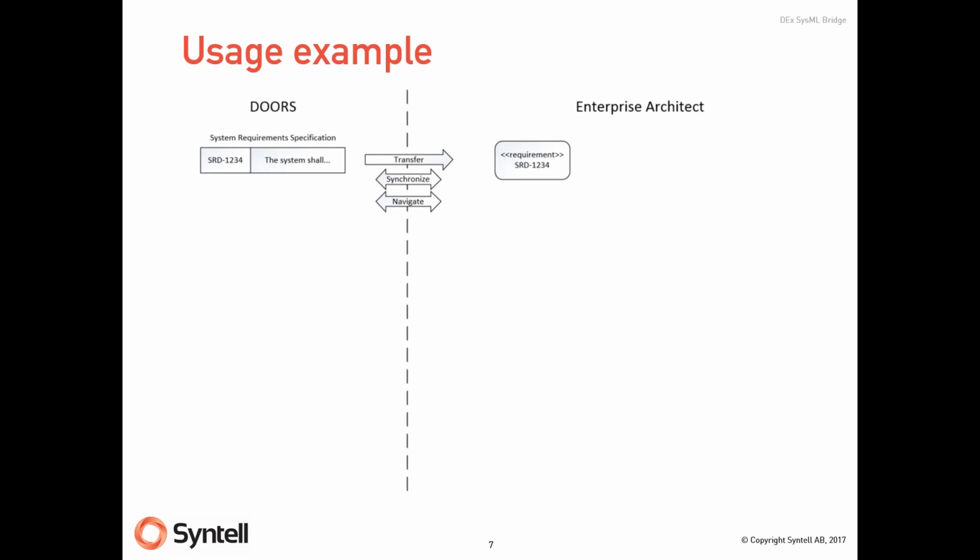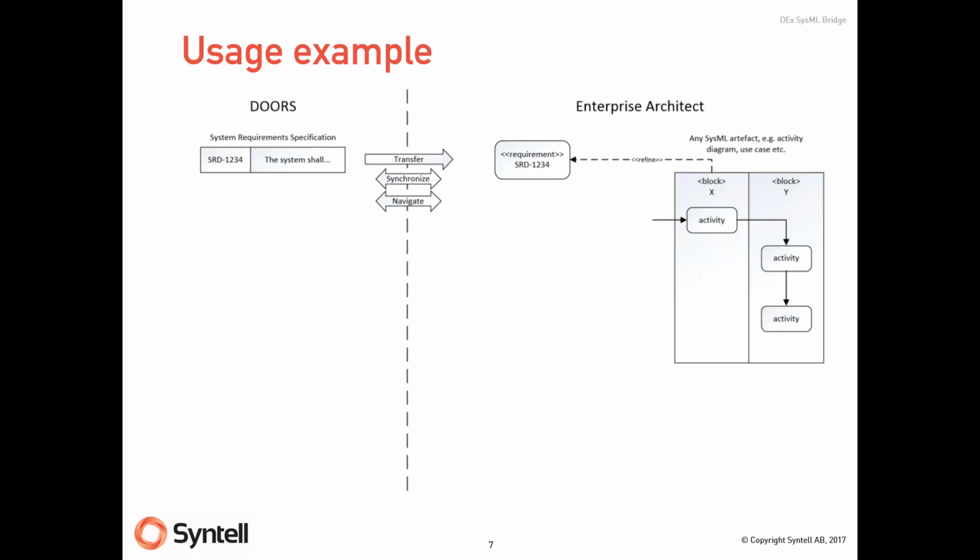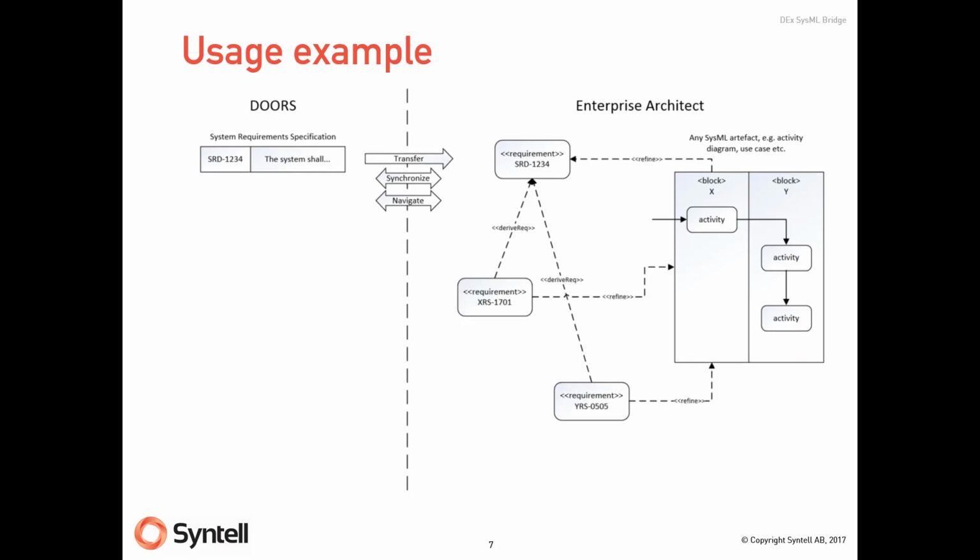Now when the requirement is also in Enterprise Architect, you may use some modeling to derive new requirements for the next system level. In this case, an activity diagram is created that allocates responsibility to two different subsystems, X and Y. And then, based on this activity diagram, you can create new requirements at the subsystem level for these two subsystems.